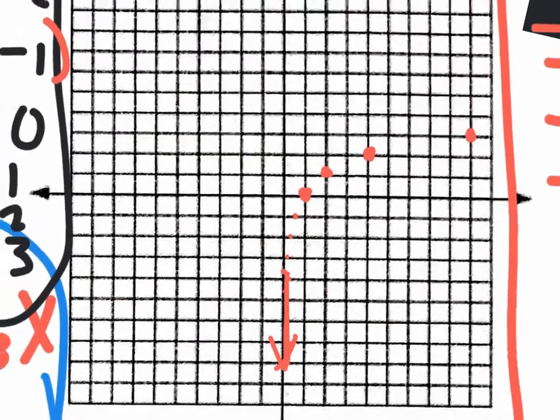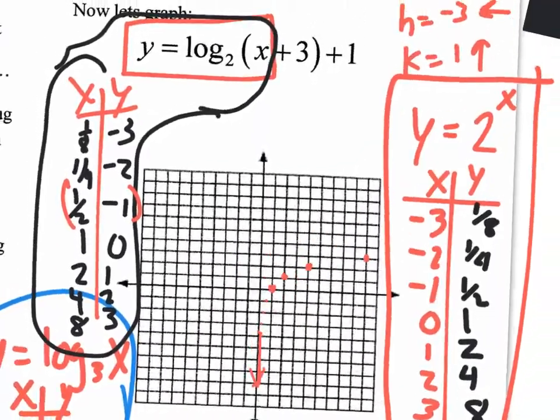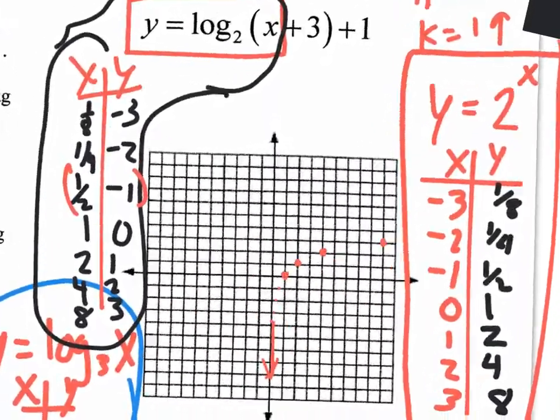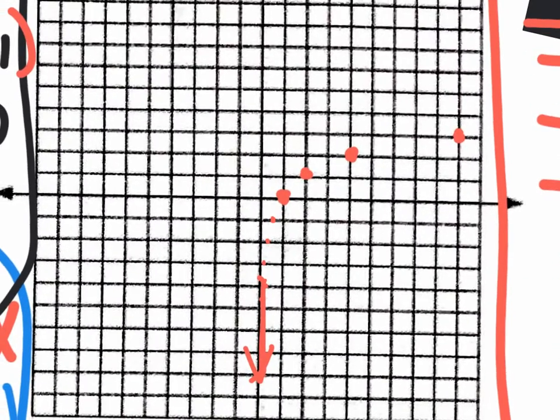What I still need to do is shift everything according to h and k. So my h was -3, my k was +1. So I need to take all of these coordinates and move them 3 to the left and 1 up. Let me start with the asymptote right here. If I move it 3 to the left and 1 up, it's going to be the same asymptote, just over here. Does that make sense?